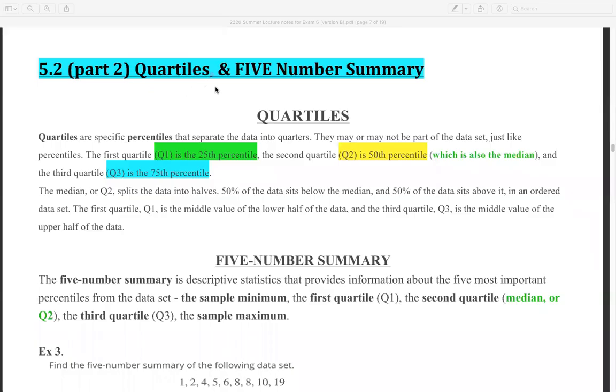5.2 Part 2, Quartiles and Five Number Summary. Quartiles are specific percentiles that separate the data into quarters. They may or may not be part of the data set, just like percentiles. The first quartile, Q1, is the 25th percentile. The second quartile, Q2, is the 50th percentile, which is also the median.